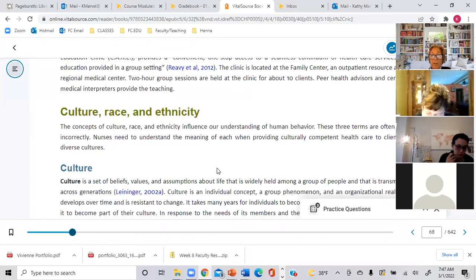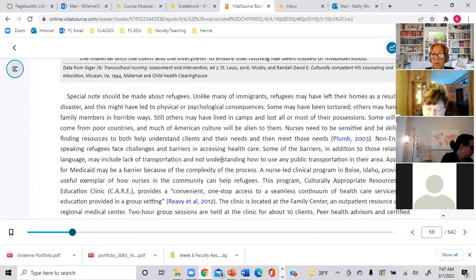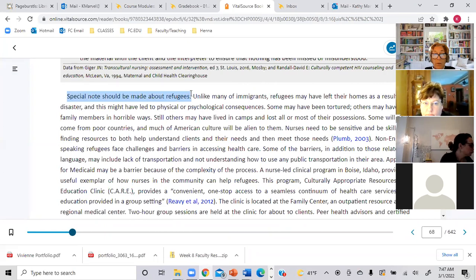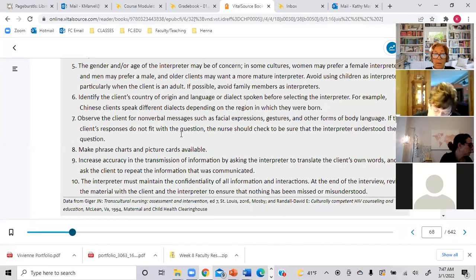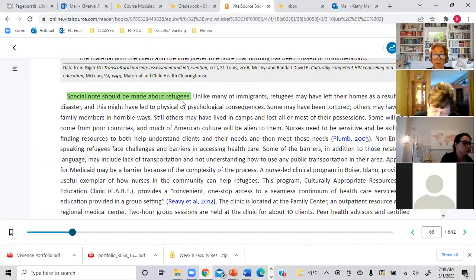But there are going to be differences, for example, with refugees. Think about refugees. They may be coming from war-torn countries, right? They may have seen horrible things. They may have been tortured. They may have family members who've been killed. Here's the refugee section. It starts on page 68. All right, and this is what I was just talking about.